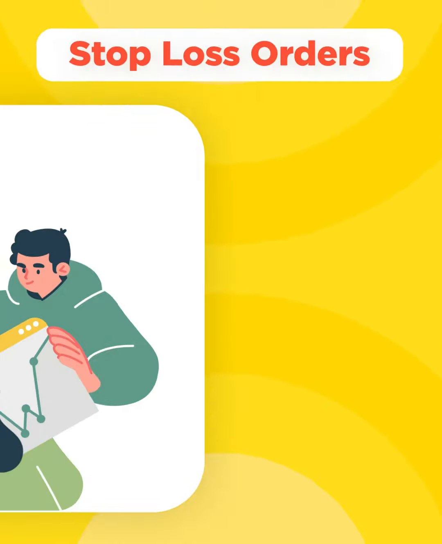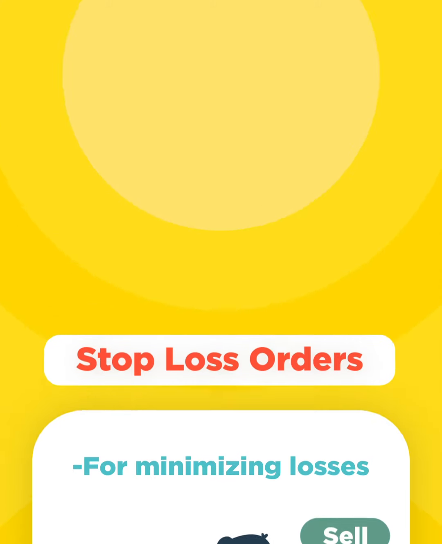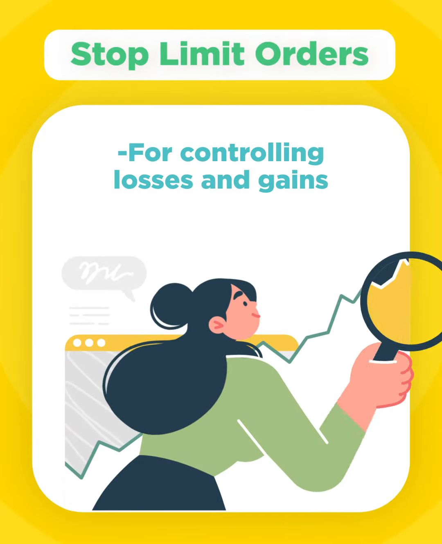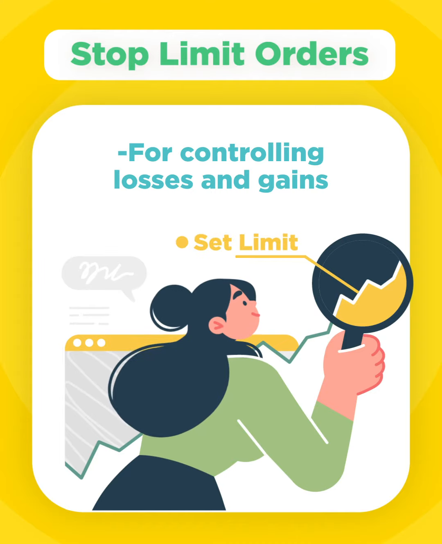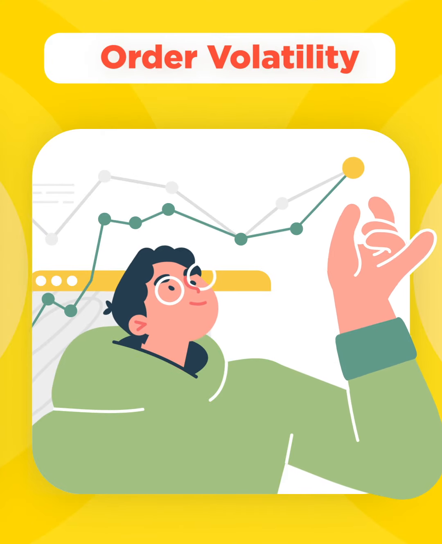A stop-loss order will sell a stock when it drops to a specified price, mostly used to minimize loss. A stop-limit order, on the other hand, sets prices in a range and will not completely sell unless it reaches the lower threshold. These uncertainties in order executions are called order volatility.